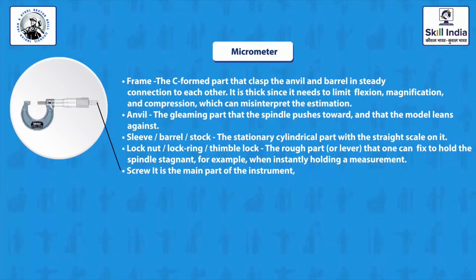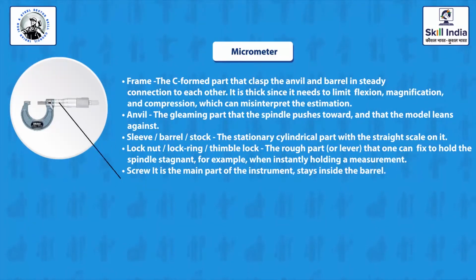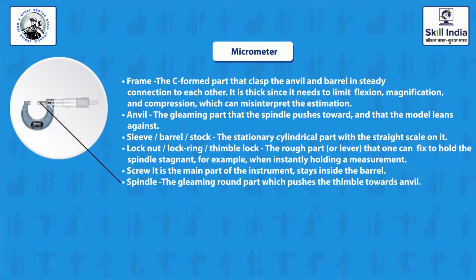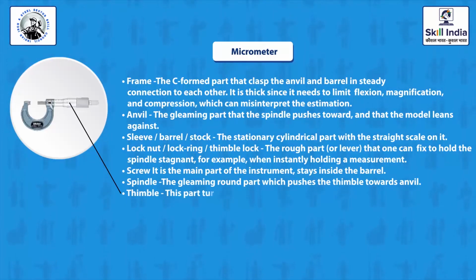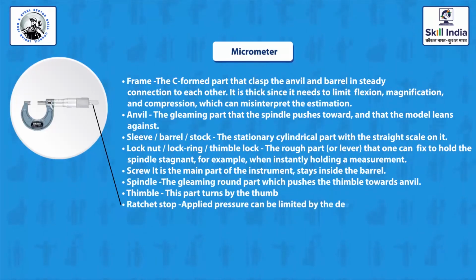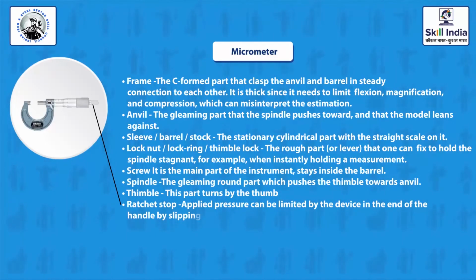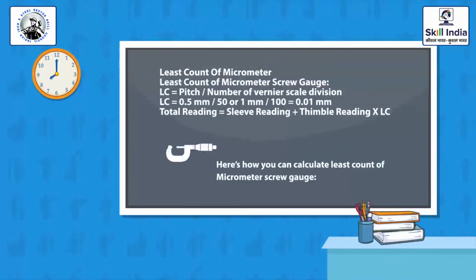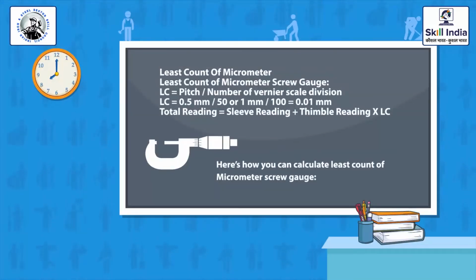Screw, it is the main part of the instrument, stays inside the barrel. Spindle, the shiny round part which pushes the thimble towards the anvil. Thimble, this part is turned by the thumb. Ratchet stop, applied pressure can be limited by the device at the end of the handle by slipping at a calibrated torque. Here is how you can calculate the least count of a micrometer screw gauge.